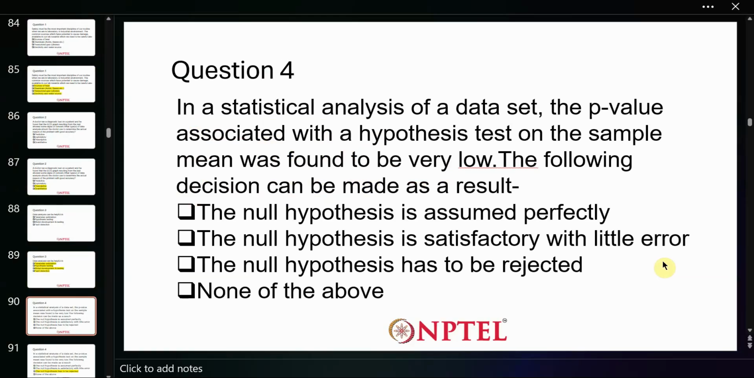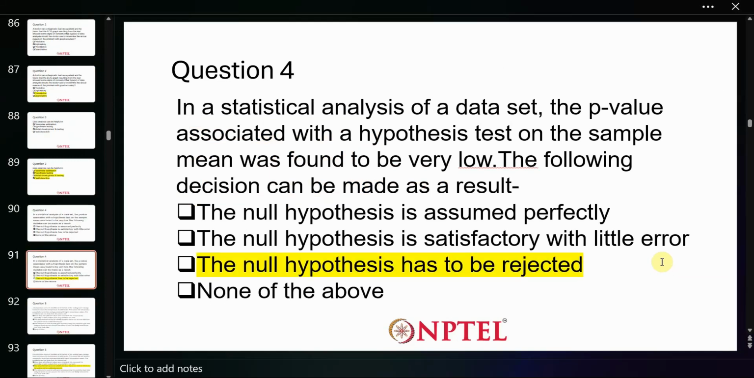In statistical analysis of a data set, the p value associated with hypothesis testing on the sample mean was found to be very low. The following decision can be made as a result: the null hypothesis is assumed perfectly, the null hypothesis is satisfactory with little error, the null hypothesis has to be rejected, or none of the above. So the answer is, if the p value is very low, you have to reject the null hypothesis.